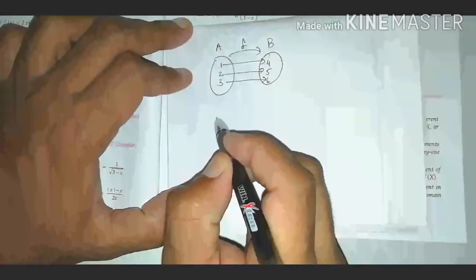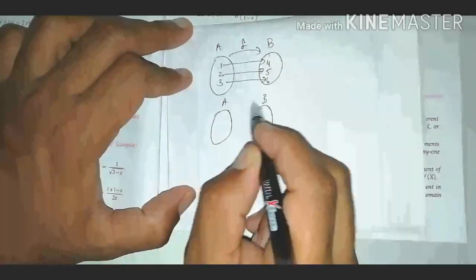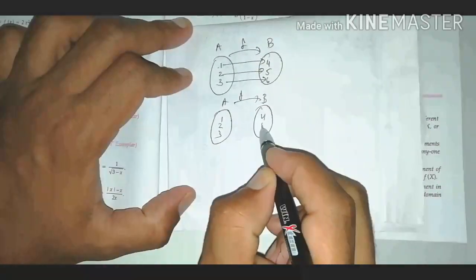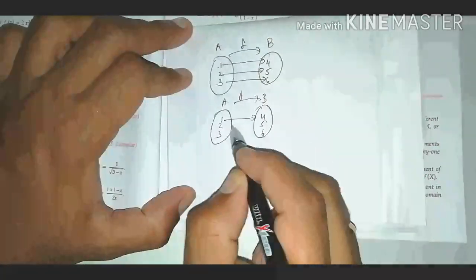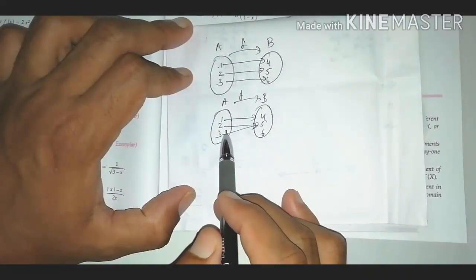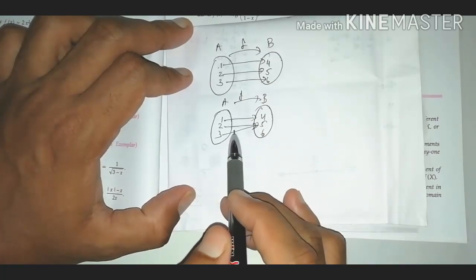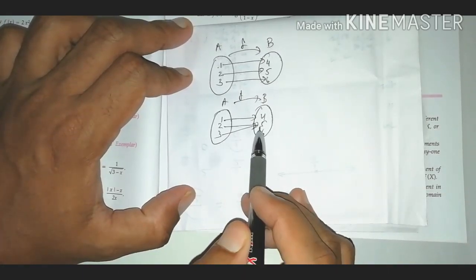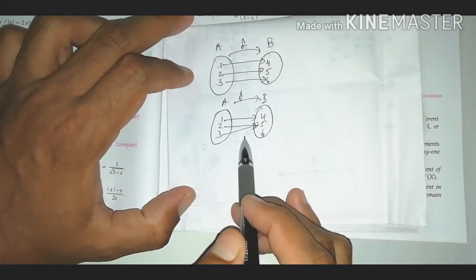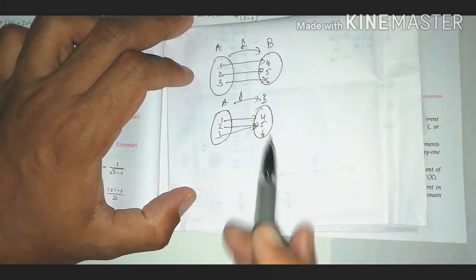If you consider another example, here it is A and B, this function, 1, 2, 3, and here 4, 5, 6. Suppose here the images of 2 and 3 are the same, that is 5. That is, two elements have the same image in B. So here we cannot consider this function as a one-one function. This is not one-one.